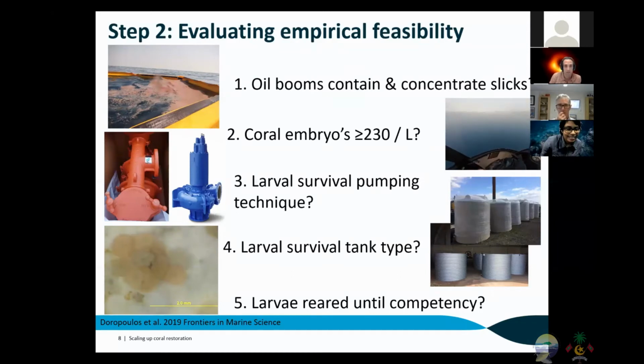Will the larvae survive pumping once we find them? And will there be differences in larval survival between plastic and steel tanks? So the literature would suggest that there is, but that has never really been tested at scale. And if we were to move to commercial vessels that had steel hopper dredges, we would need to know whether the larval culturing could occur in that. And lastly, could we actually rear those larvae until competency on a vessel, on this moving kind of aquaculture facility?